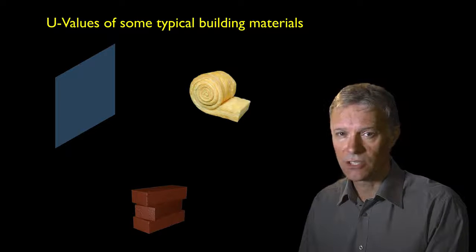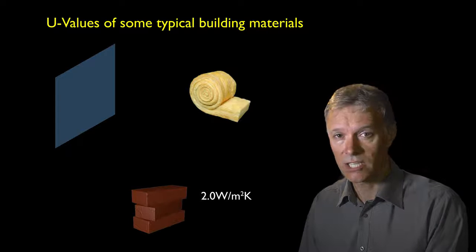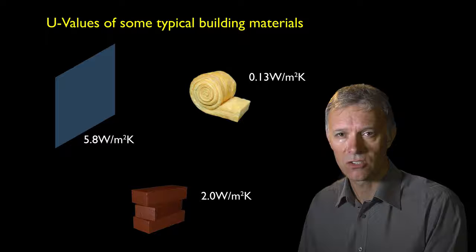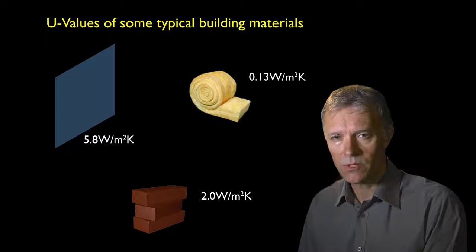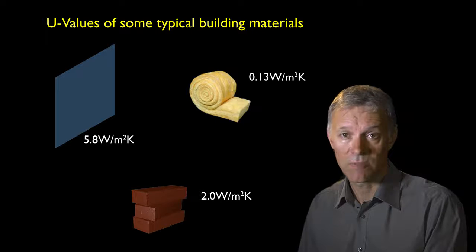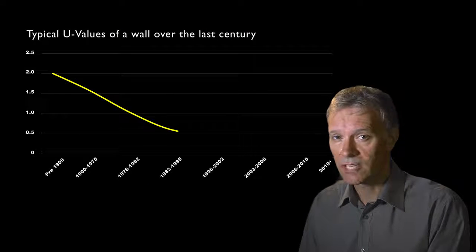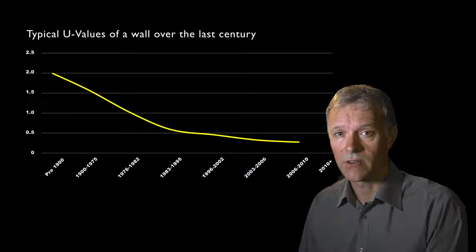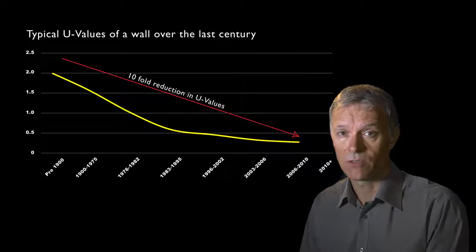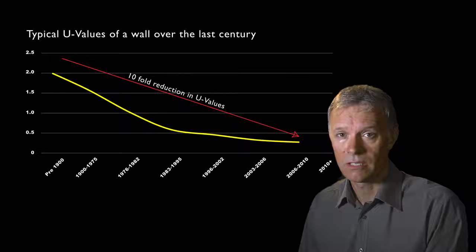We can calculate the U-values of all sorts of building products such as bricks, insulation and also windows, blinds and shutters. The lower the U-value, the better the material is as an insulator, and the less money we spend on heating bills. Over the last century, the insulating properties of a typical wall in our homes have improved tenfold. This is due to improved building materials and methods and stricter building regulations.